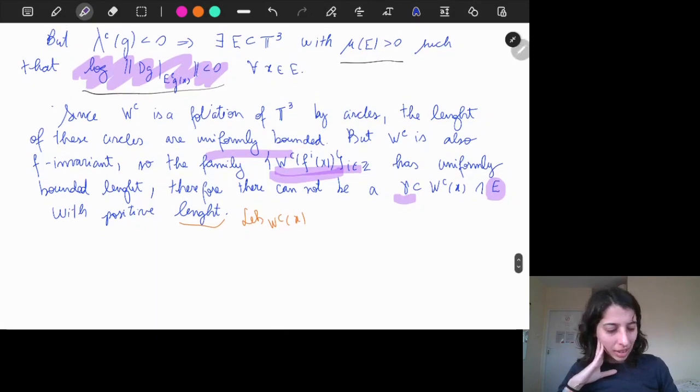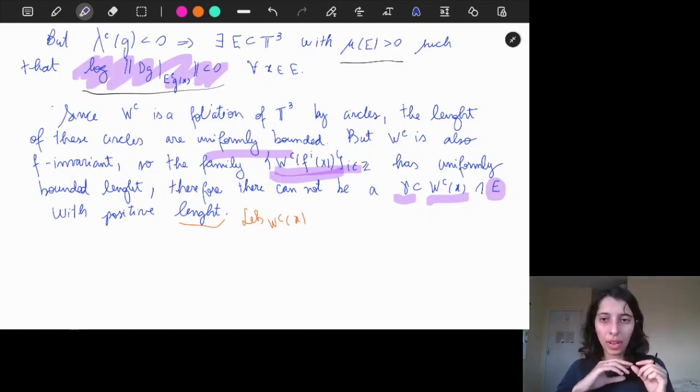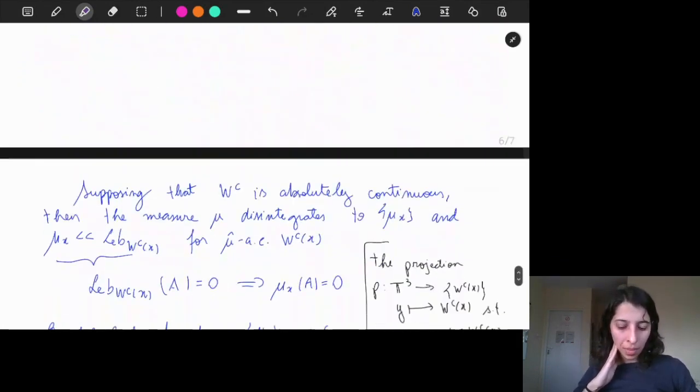So E, inside each center leaf, that is inside a center circle, can't have a positive length subset inside the circle. E can't meet the circle on a positive length set.